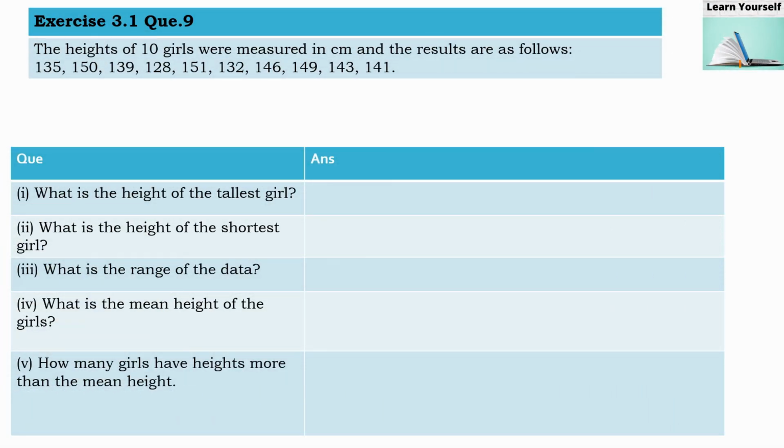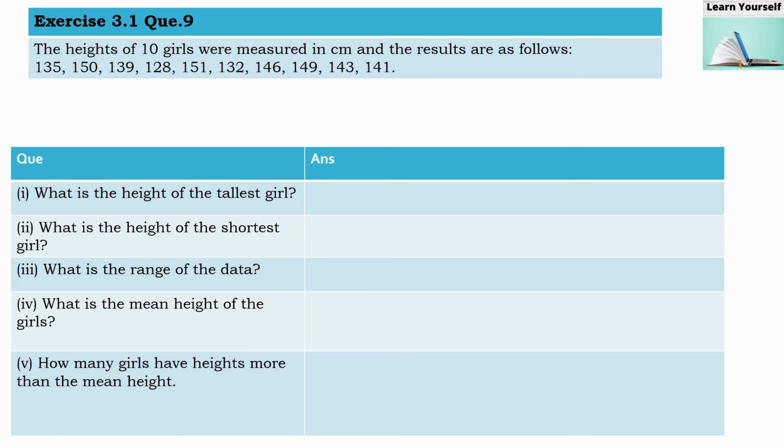Exercise 3.1, question number 9. The heights of 10 girls were measured in centimeters and the results are as follows. So we have here some data and based on that we have to answer the following questions. First question is, what is the height of the tallest girl? For that we have to look for the highest observation.